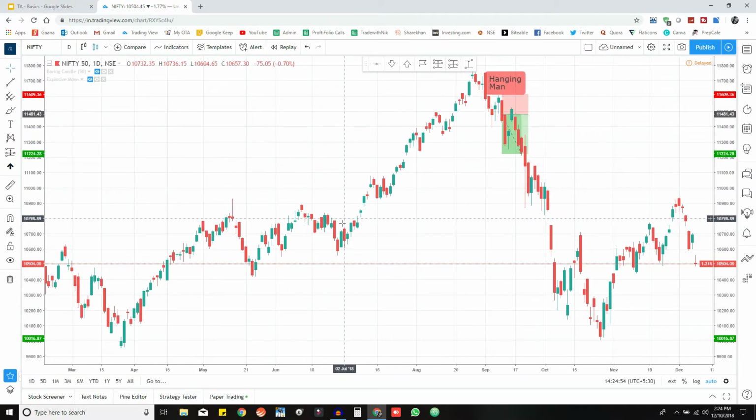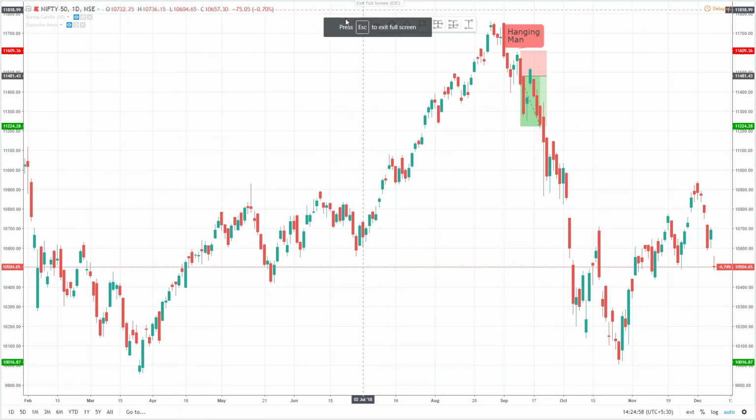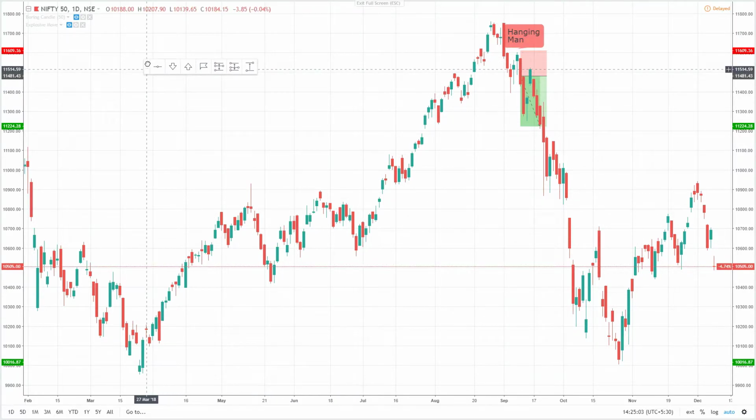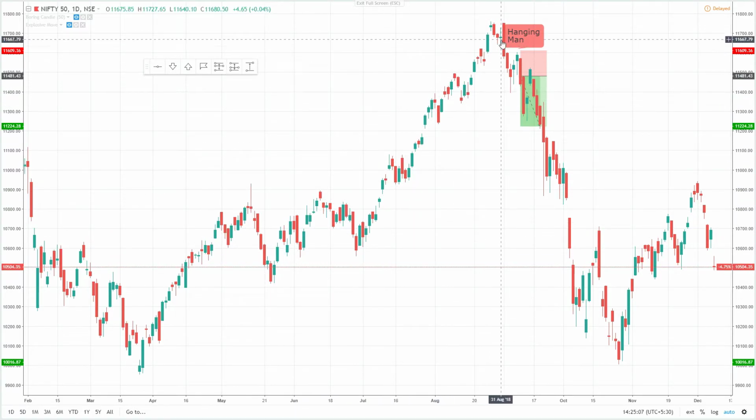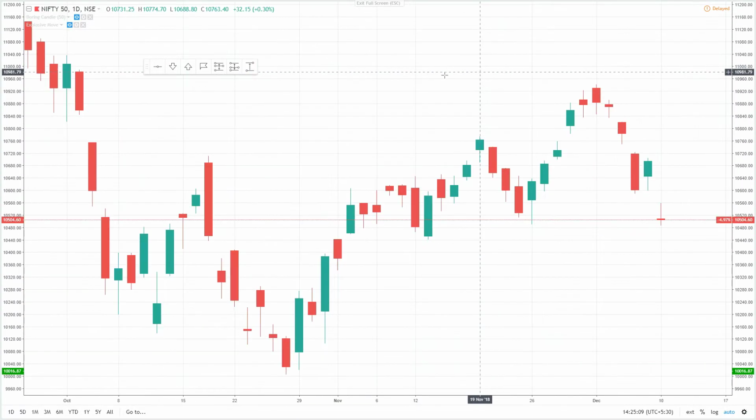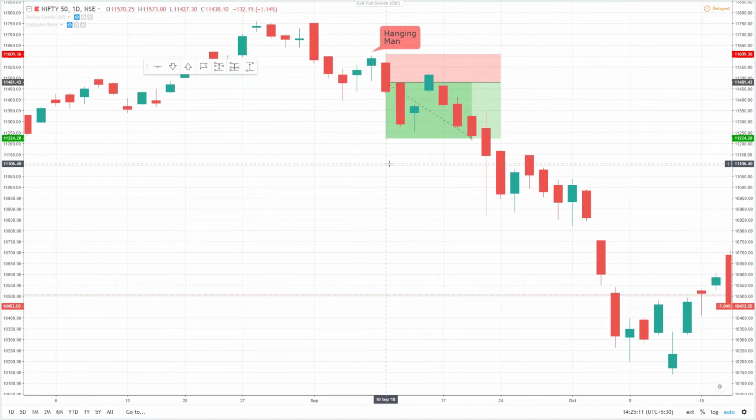This is a Nifty daily chart. Let me just zoom it out. So this is a Nifty daily chart, and as you can see here, there is a preceding uptrend, and then there is a swing high, and there we have our hanging man.